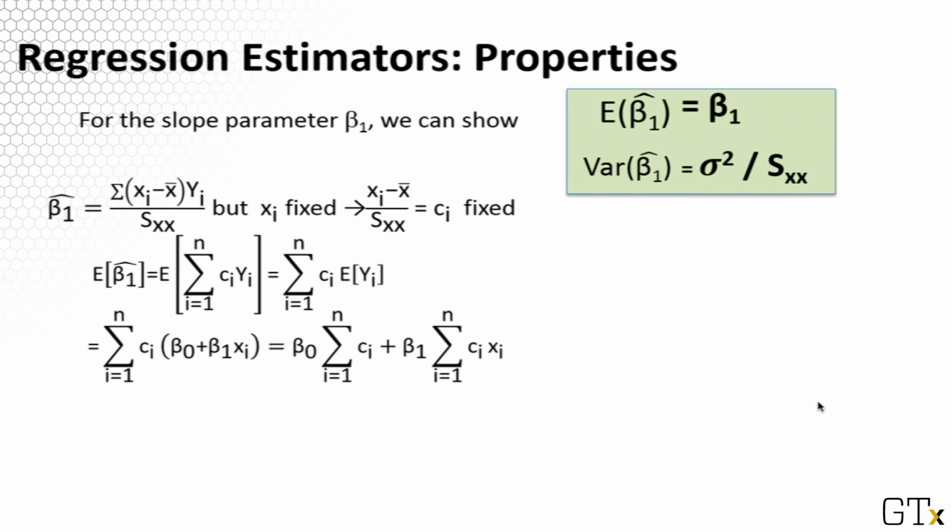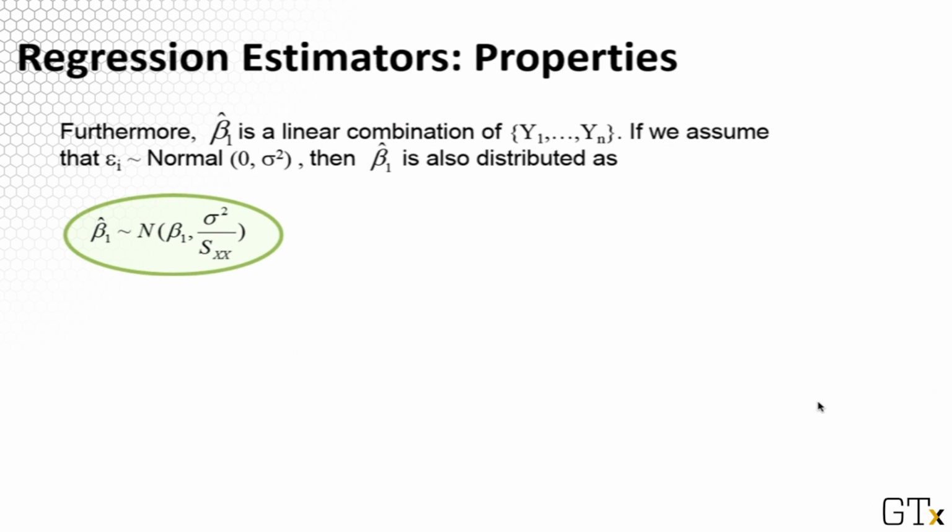So now we replace the expectation of the response variable yi with the linear relationship in x. We divide that into two sums, and now the first sum is equal to 0 because the sum of the constants is equal to 0, and the sum of the constants times xi is equal to 1. So what we get is that the expectation of the estimator for the slope parameter is exactly beta 1. This property, the fact that the expectation of the estimator is exactly the true parameter that we're estimating, is called unbiasedness. What that means is that beta 1 hat is an unbiased estimator for beta 1, and that's a very important statistical property of an estimator.